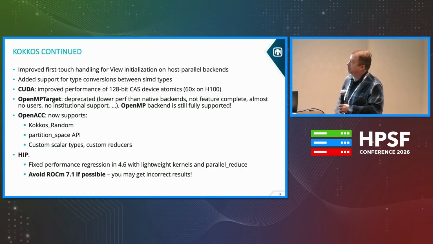There were some updates for OpenACC and HIP. They fixed some performance regression. This quote came right out of the release briefing: avoid ROCm 7.1 if possible. You probably get incorrect results. I'm going to tell you the whole ROCm 7 release chain right now doesn't work for us. There's a fix. It's an LLVM fix developed from the hackathon we did in January. LLVM's fixed it, the Trilinos bug, and we're working on how to get it into AMD.